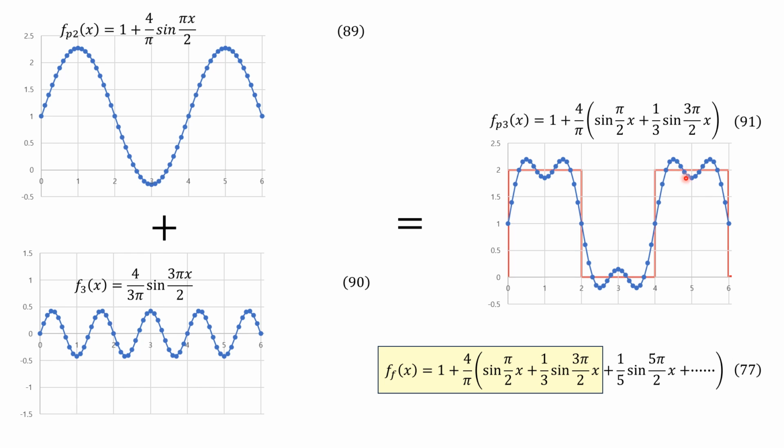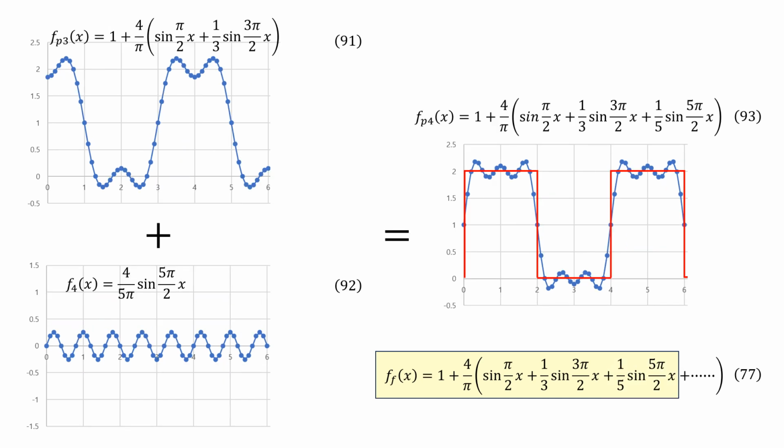As shown in the figure, compared to the sum fp2 of the previous Fourier series second term, it can be seen that the result is much closer to a square waveform. This means that the overall error value of the Fourier series is decreasing.